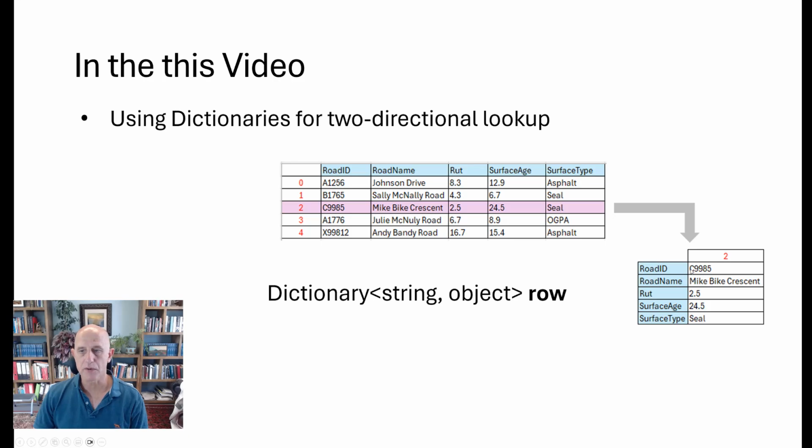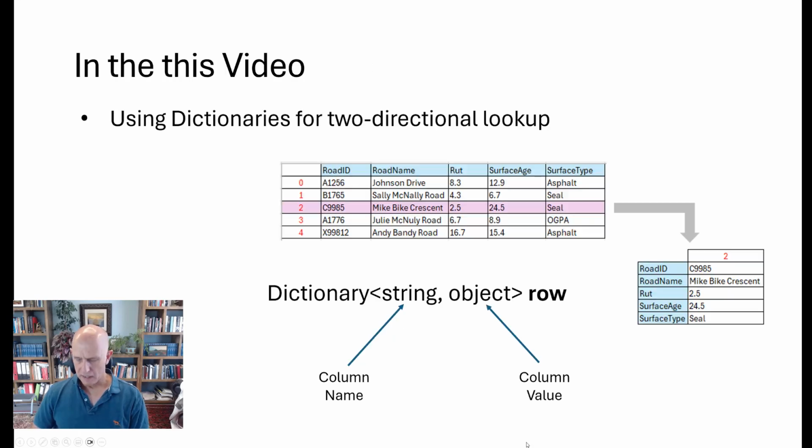So the way to represent a single row which has been transposed like this is simply by declaring it as a dictionary where the key is a string and the value is an object. I'll just call this variable row so that it's easy to understand. The string which represents the key is then the column name, and the value is an object. That is the column value.